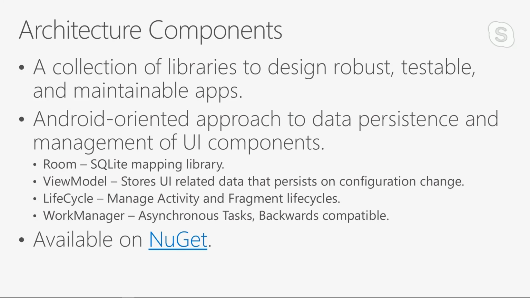Next is ViewModel. If you come from the .NET world, ViewModel is pretty much already a baked concept and it's been around for a while, or at least MVVM has been that standard for a while. This is just a special class within the architecture components that allows you to have a view model that already stores the UI data and also can persist on a configuration change. So you don't have to worry about a lot of that boilerplate code as you would if you rolled your own MVVM framework within Xamarin.